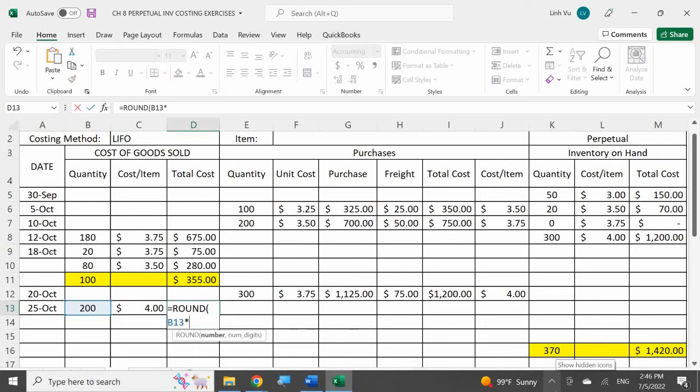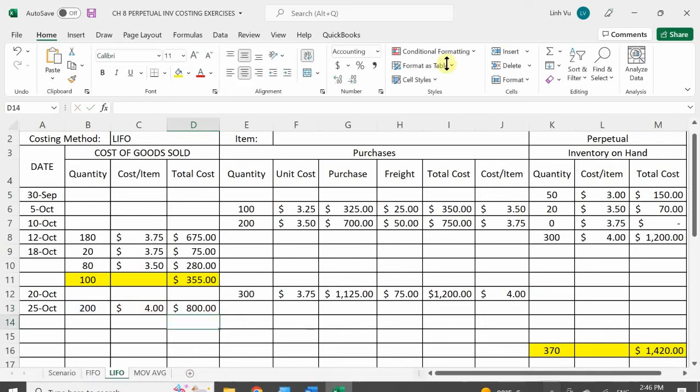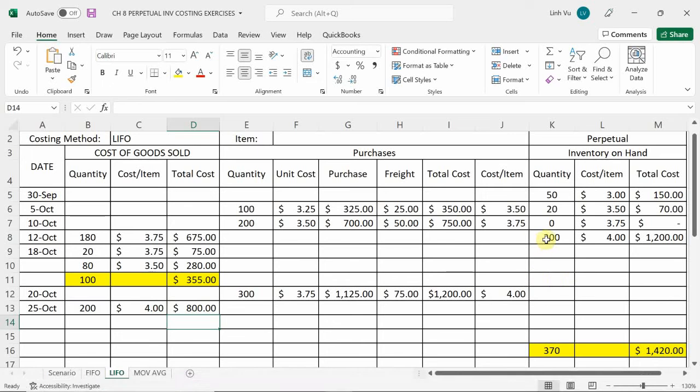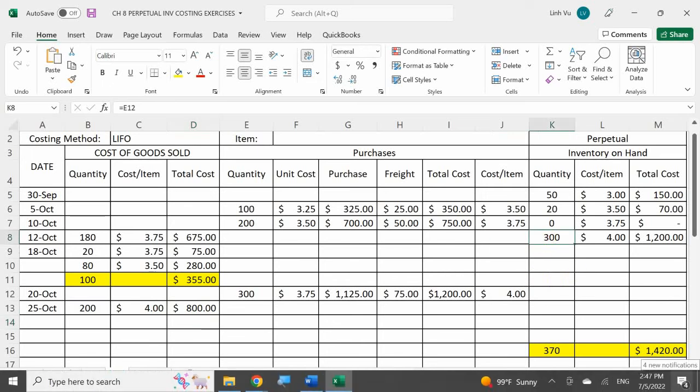$800. Okay. So I'm going to update my inventory, right? What is 300 minus 200? You should have 100 left. So now I have 170 units left to sell.